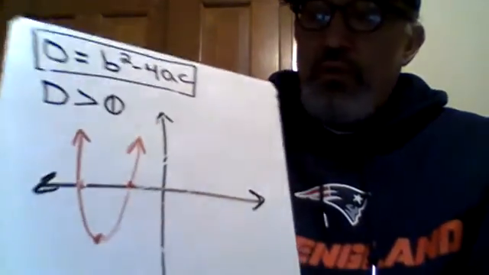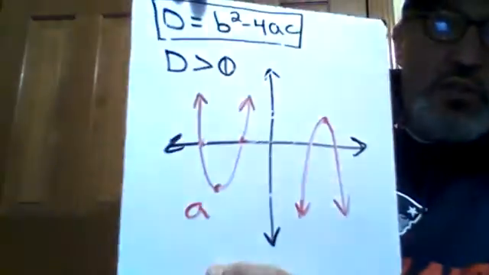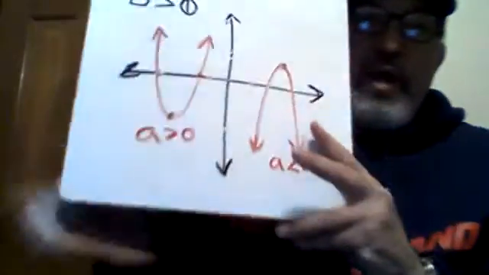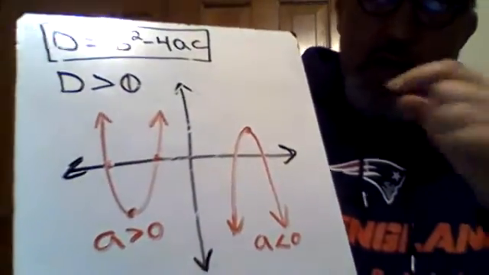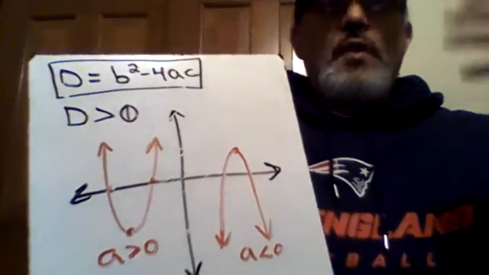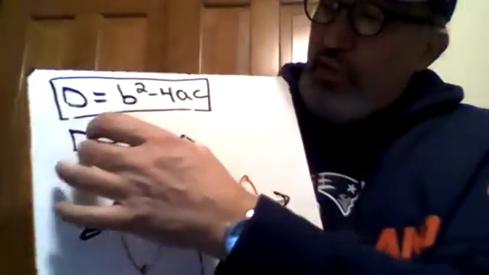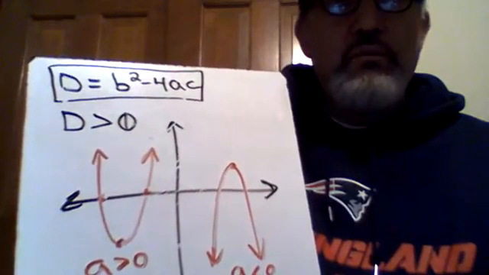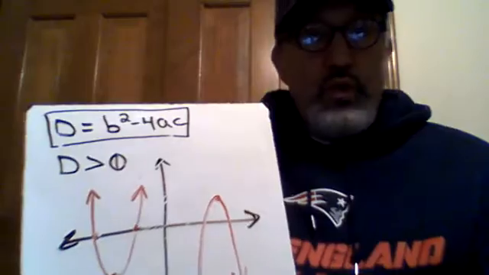Okay? But you could also have this situation. By the way, in this one here, on the left that I just drew, the A is greater than 0. Over here, the A is less than 0. This goes back to the other video. When A is less than 0, the parabola opens down. And if the discriminant is greater than 0, then there are two real zeros, two real roots.